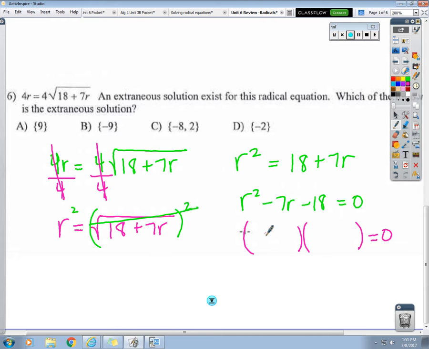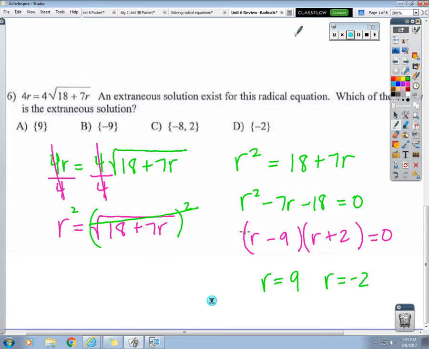Now keep in mind, when you graph it, those places where it crosses the x-axis, those are the final solutions. Okay, you don't change the signs. Where it crosses the x-axis is the final solutions. When you factor it, the factors have to change their signs for the final solutions. So what are the factors that multiply to negative 18 and add to negative 7? Negative 9 and positive 2, which means it would have crossed the x-axis at 9 and negative 2.